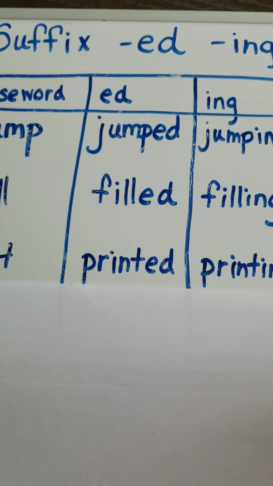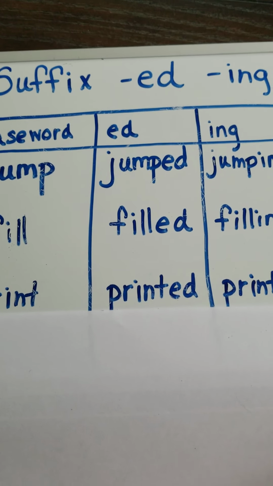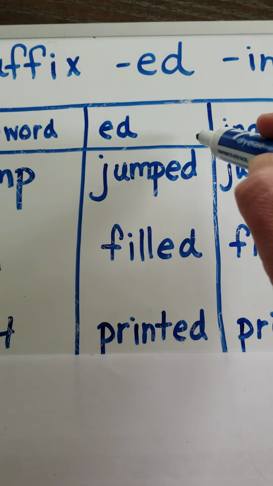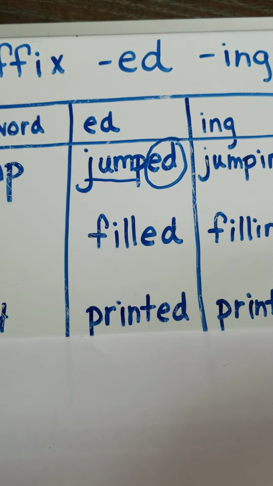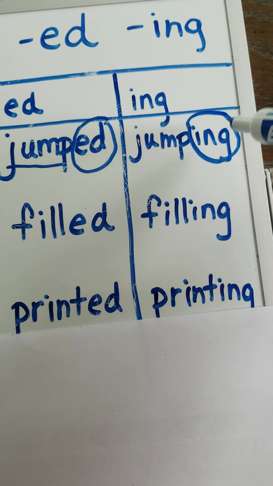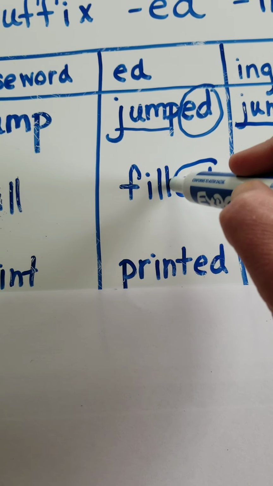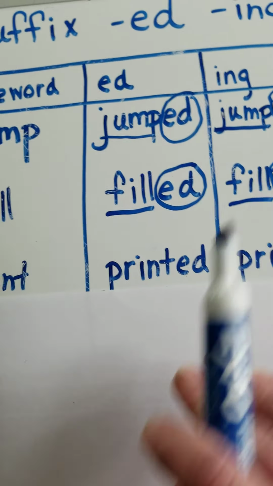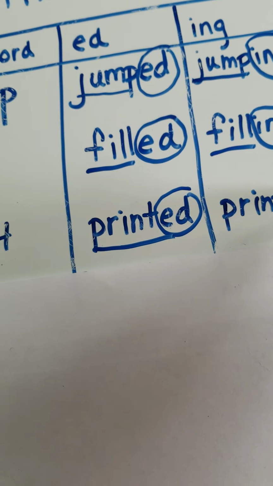So we already know that when we have a suffix attached to a word, there's a special way to mark that up. So just as we did with the suffix s, when we have the suffix ed, you're going to circle your suffix and underline your base word jump. Same thing over here. When you have ing at the end of a word, you're going to circle the suffix ing and underline your base word. And the same goes for filled and filling. And last, printed and printing.